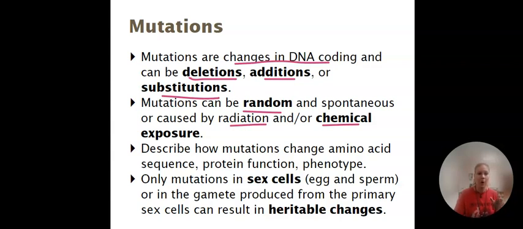Now, only mutations that occur in our sex cells, the egg or the sperm, are going to be able to be passed on to offspring. So if you have a mutation that occurs in your skin cell, and you develop skin cancer, you are not necessarily going to pass that on. Only a mutation in a sex cell can be passed on to the next generation.